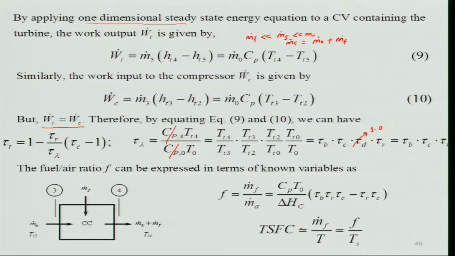And TSFC you can get very easily, that is the fuel flow divided by the specific thrust, right? And you will put in these values. Now several terminologies are coming, like temperature ratio and pressure ratio. Keep in mind that we can change tau C in terms of the pressure ratio of the compressor. Similarly, tau T, wherever it is required, we can change into the pressure ratio across the turbine, right? And using the isentropic relations.